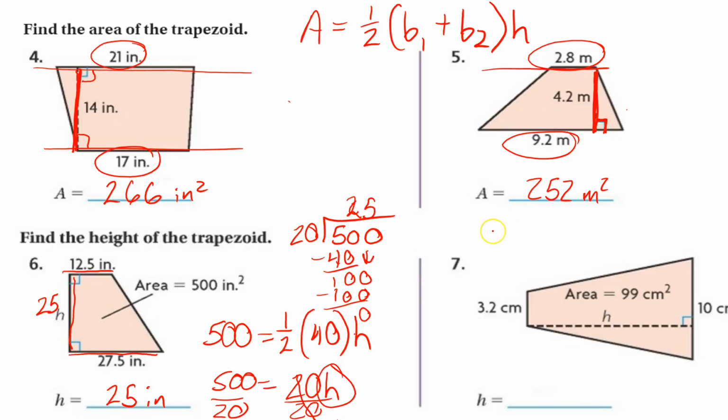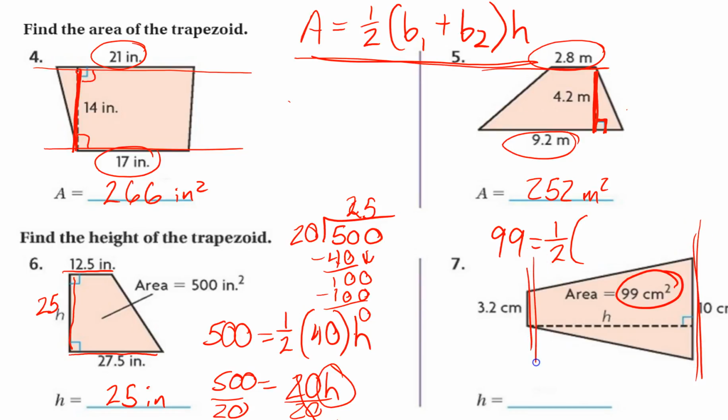Okay, same thing on number 7. They gave us the area. Here's our formula up here. They said A is 99 equals 1/2 times, and then my bases, remember bases are the parallel lines. So these two numbers are my bases. So 10 plus 3.2, and then I'm going to times that times h, which I don't know what h is. Okay, 10 plus 3.2 gives us 13.2.